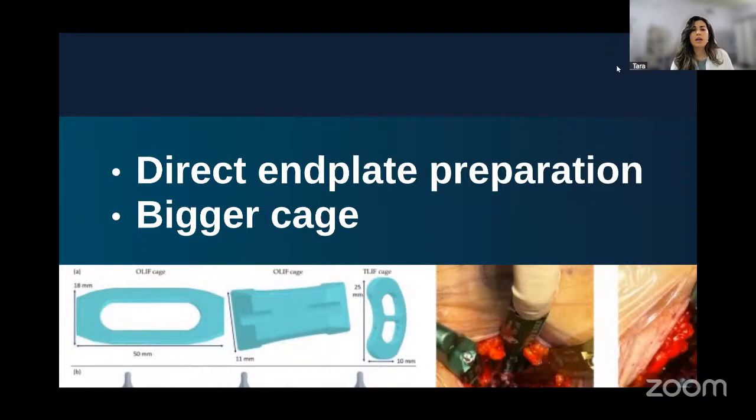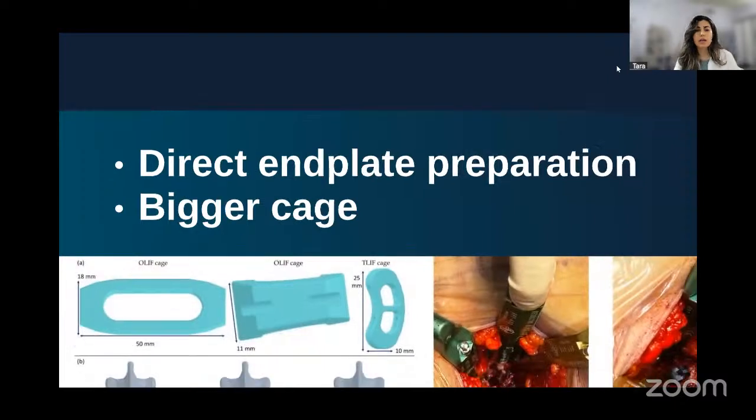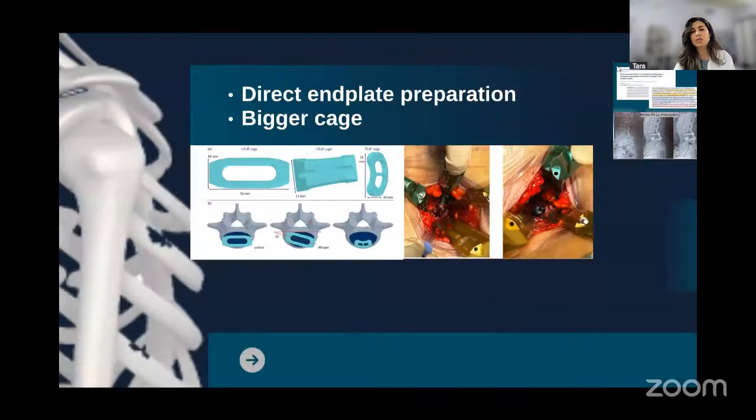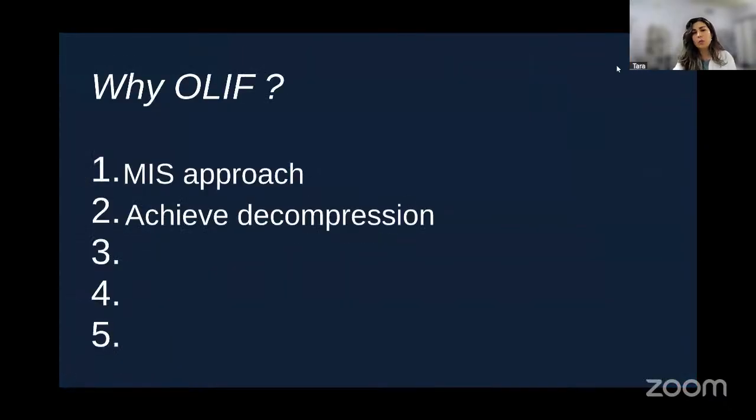Direct end-plate preparation and bigger cage. OLIF cage size is much bigger compared to TLIF and PLIF cages. So it has a bigger contact with the end plate, and preparation of the end plate is under direct vision. The surgeon can see the bones very well and remove any extra disc material. So the result of this will be a better fusion.